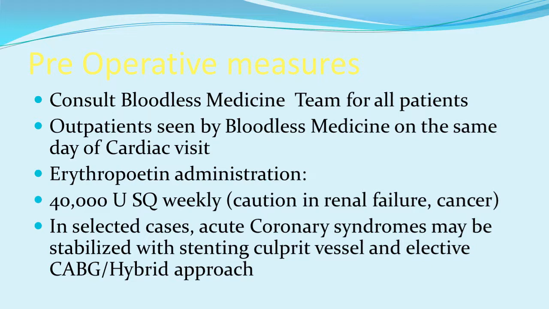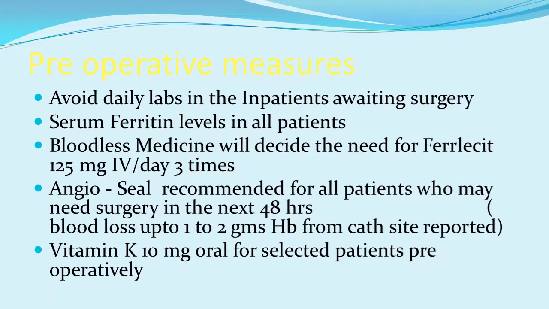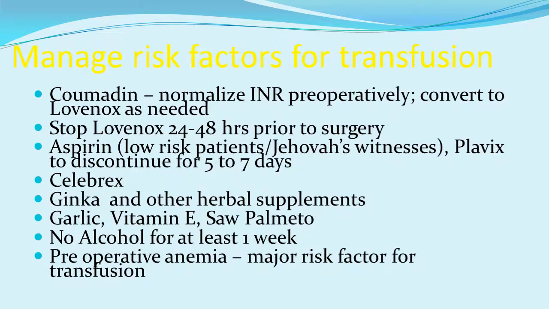Preoperative measures include consulting the bloodless medicine team for all patients, outpatient evaluation by bloodless medicine if available, and erythropoietin administration. Avoid delay in labs for patients awaiting surgery, and check serum ferritin levels in all patients. Bloodless medicine will decide the need for ferric iron and angioseal, recommended for all patients who may need surgery in the next 48 hours, and vitamin K 10 mg oral for selected patients.